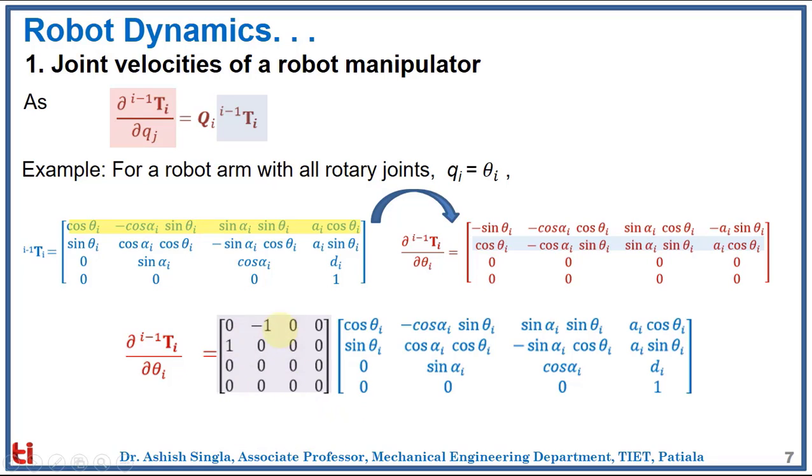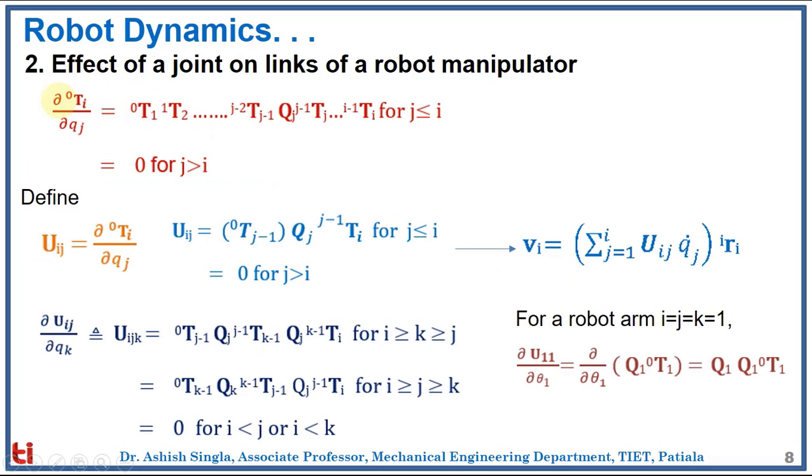This is the final Q matrix, which is different for rotary joint and prismatic joint. Now this partial derivative of the transformation matrix with respect to the generalized coordinate can be expressed in this form for j less than or equal to i, that is, the number of joints is less than or equal to the number of links, and is 0 if the joints are more than links. If the joints are more than links, then that joint has no effect on the link.